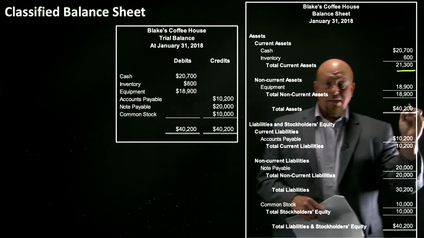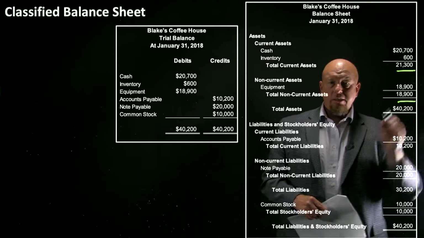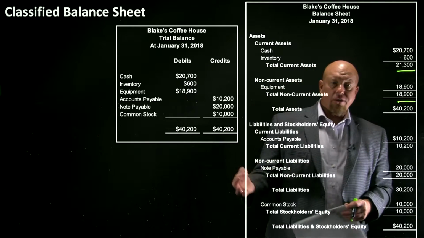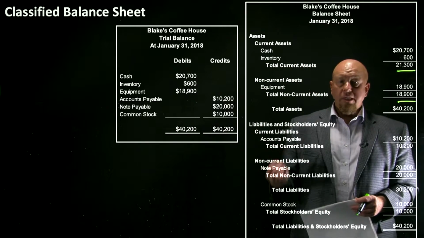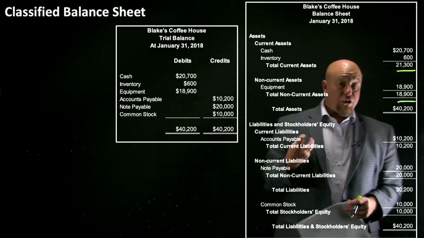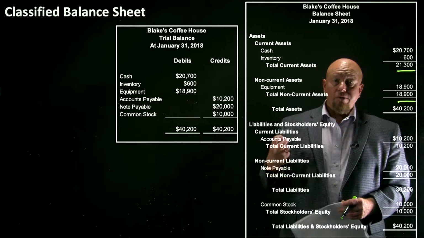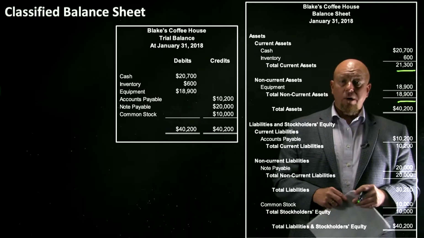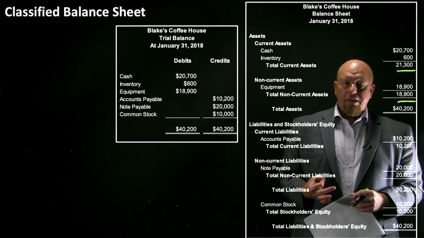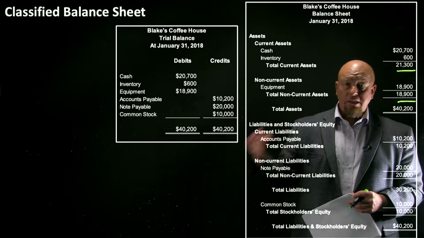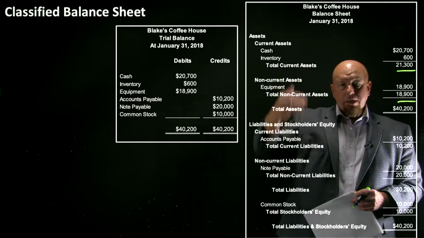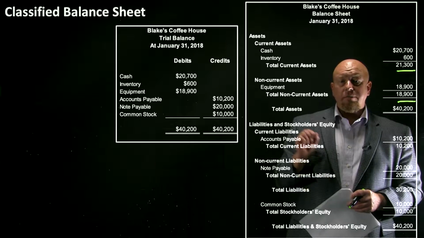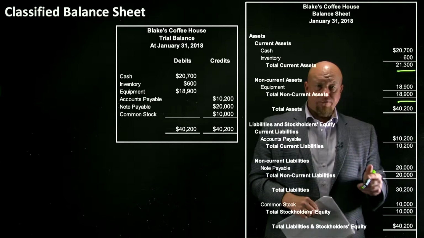Whereas these assets down here, the $18,900, that's equipment, that's furniture, fixtures, ovens, computers, things like that, that we intend to use in our business year after year to conduct our operations. These assets right here, the equipment, this is not expected to be consumed or converted to cash in the near term. So we separate the timing of the assets, and that will help us assess something called liquidity, which we'll explore in a few minutes.